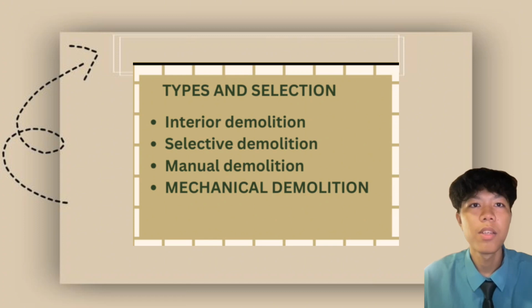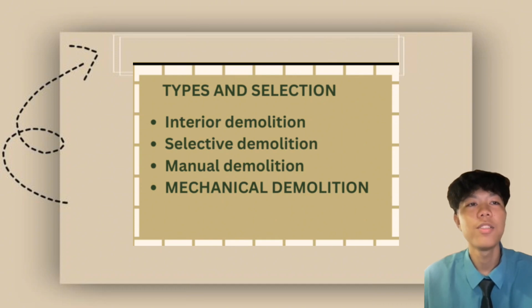Next, we have manual demolition. It involves the use of hand tools and labor for smaller projects or when precision is necessary. In this case study, we selected mechanical demolition. It uses advanced machinery like hydraulic excavator, high-reach arm and demolition robots to efficiently dismantle structures. This method is preferred for large-scale projects due to its speed and safety.